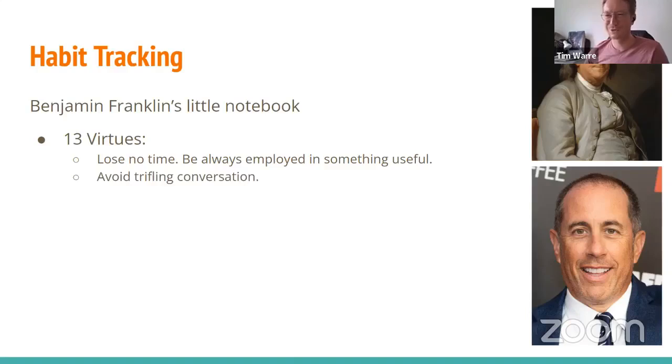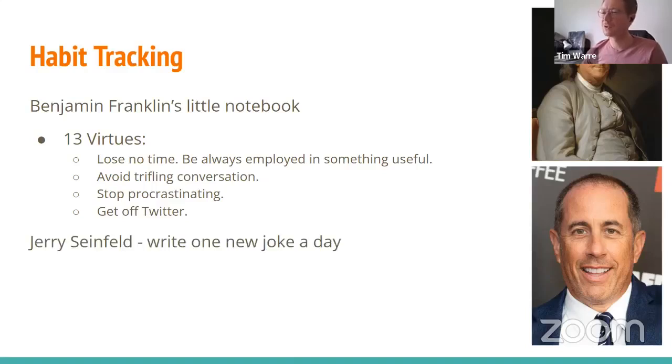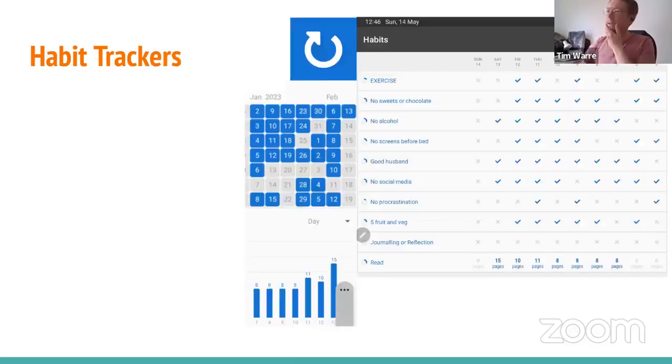He also said avoid trifling conversations, one of his things. And then every day he was like, did I manage to do these things? Basically stop procrastinating. He also wanted to get off Twitter. That was one of his big things. Jerry Seinfeld's one was just write one new joke a day. I have to write one joke a day. Any more is a bonus, just have to do one. Okay. So habit trackers, we can get our students using habit trackers.